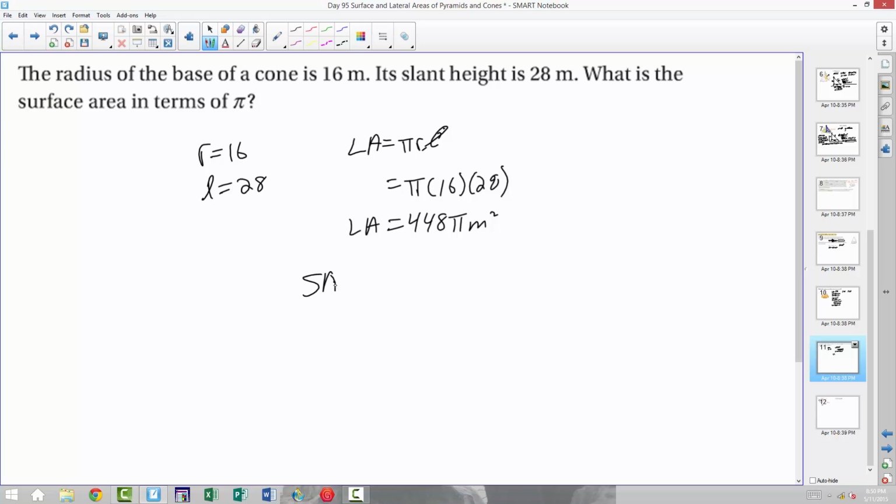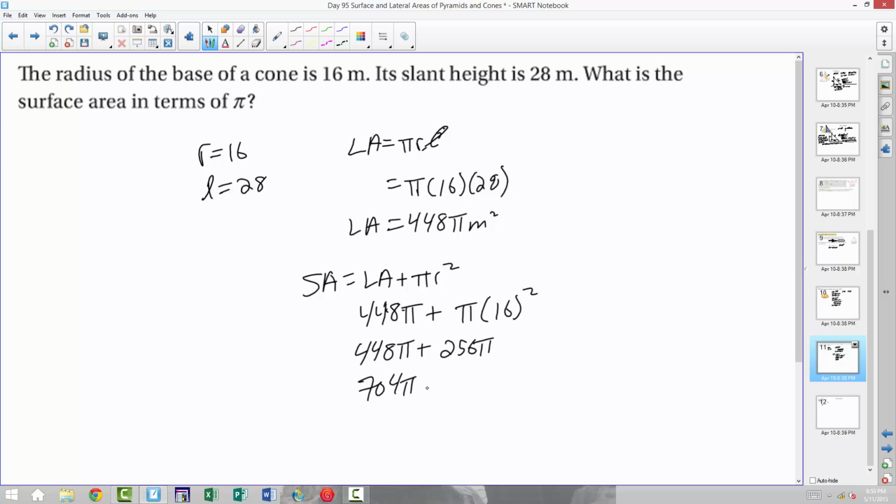Surface area is lateral area plus pi r squared. So 448 pi plus pi radius squared. Well, we have 16 squared. So 16 squared is 256. So I have 448 pi plus 256 pi. So I have 256 pi and 448. We get 704 pi meters squared is my surface area of this cone.